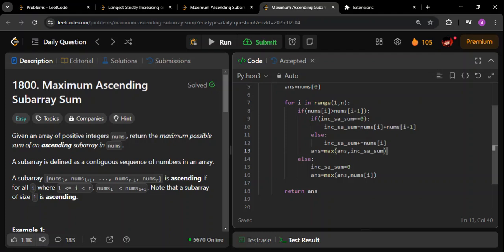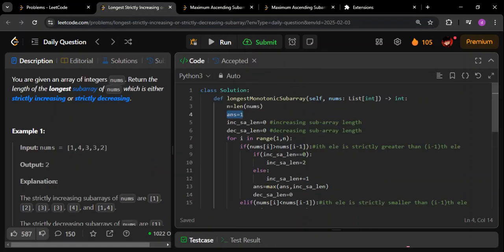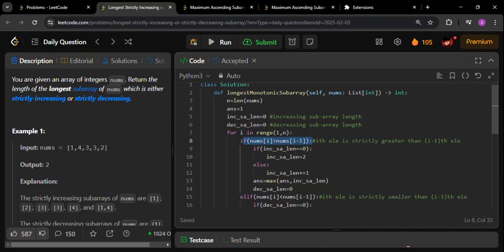So let us see case number one. Case number one is when the current element is strictly greater than the previous element. In this case, remember each of these conditions, whatever I'm talking about, I have explained in detail in yesterday's video. So it is the exact same thing, maybe you can copy paste this solution itself, just make some minor changes and you can get the solution. As simple as that.